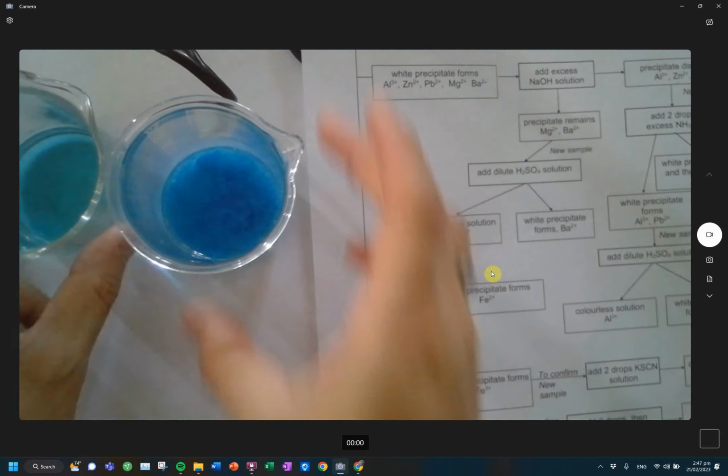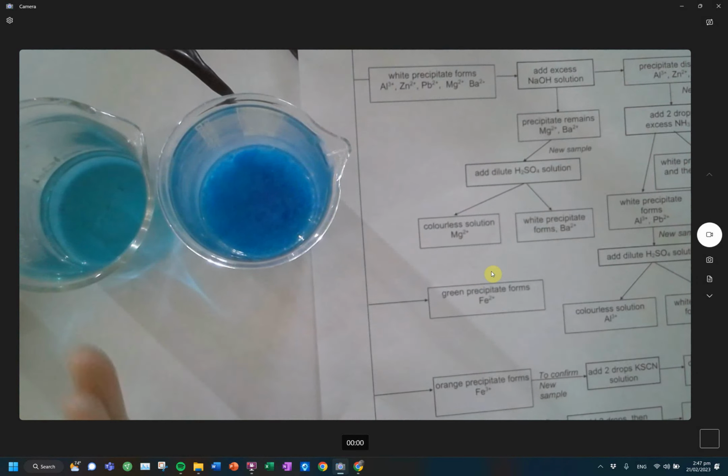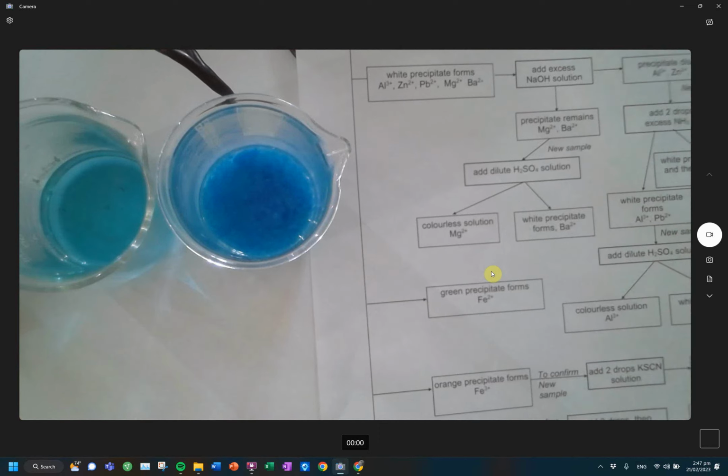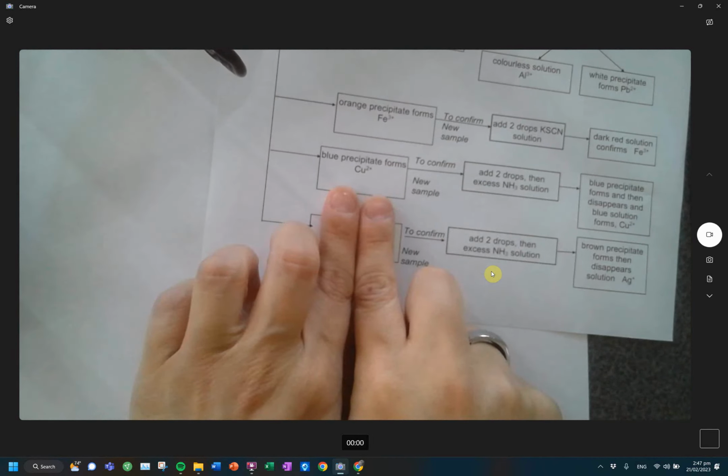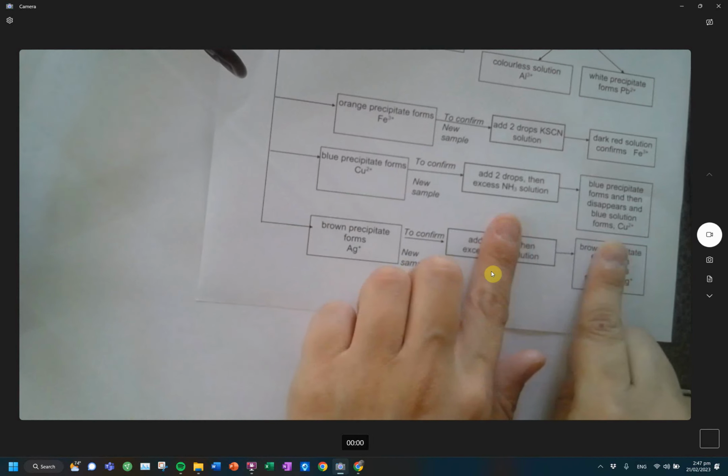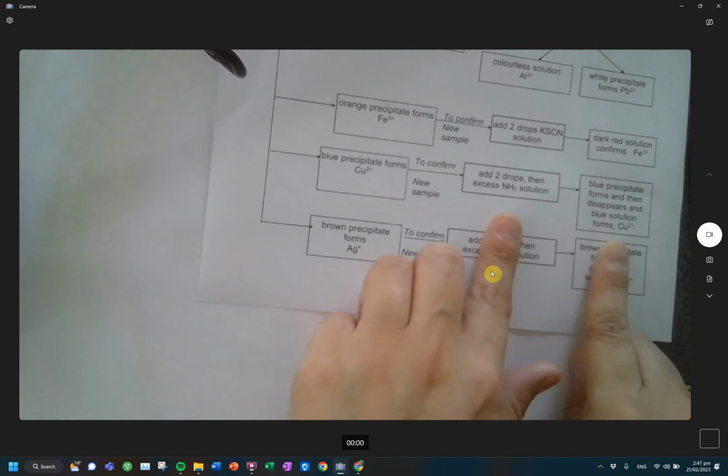No precipitate. So that blue solution, even though it looked like copper sulfate, was not copper sulfate. It was just my Powerade. So if I look down on my flow chart and I want to confirm that I had copper sulfate, I would go down and I see blue precipitate forms, copper, and then there are 2 more steps I can do to confirm that copper.